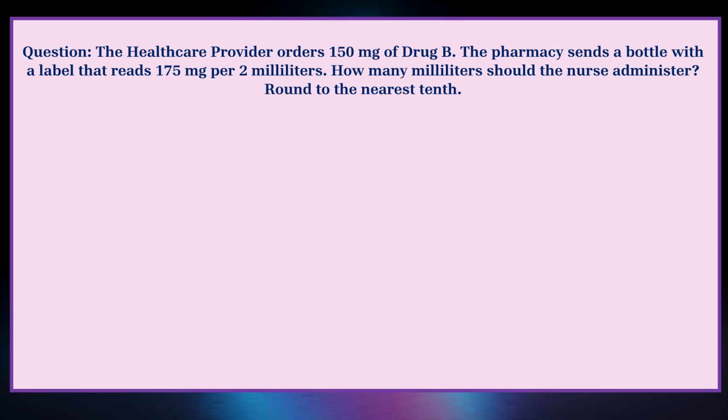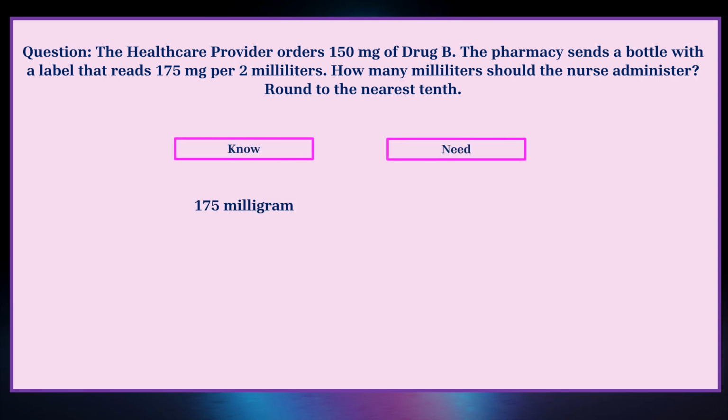The healthcare provider orders 150 milligrams of drug B. The pharmacy sends a bottle with a label that reads 175 milligrams for every 2 milliliters. How many milliliters should the nurse administer? Round to the nearest tenth. Well, what we know and what we need is, we know there's 175 milligrams for every 2 milliliters, and we need to give 150 milligrams, but we're not sure how many milliliters that is.